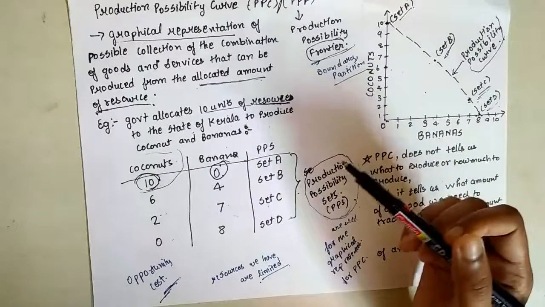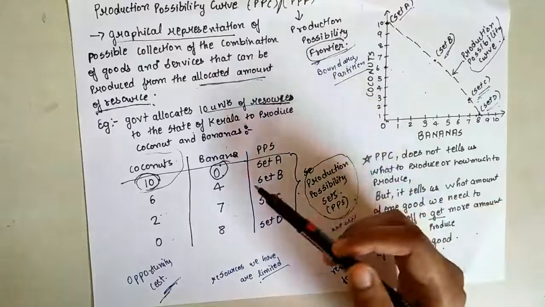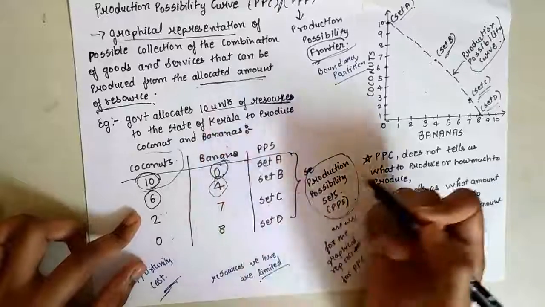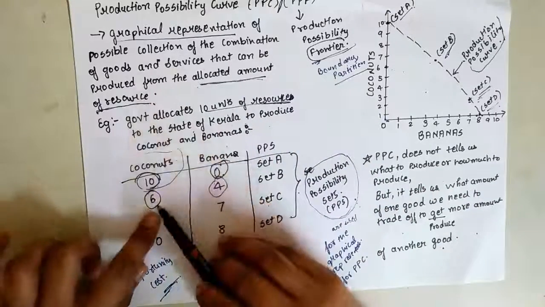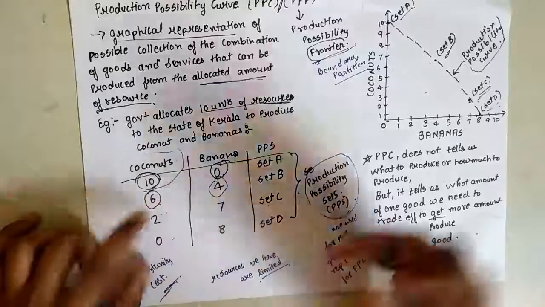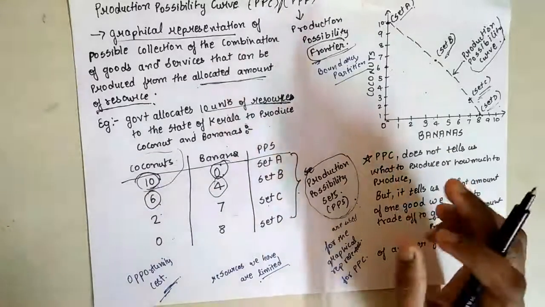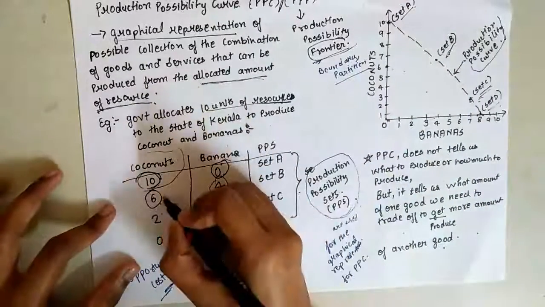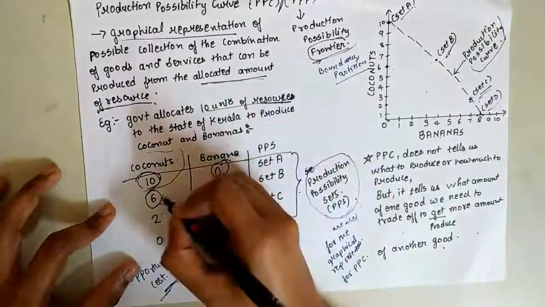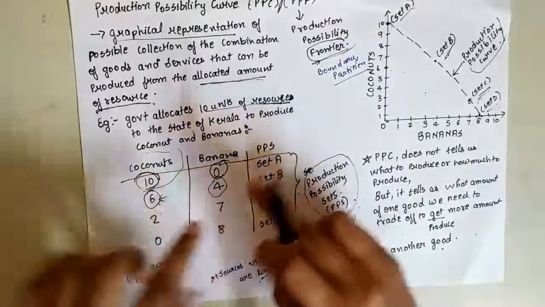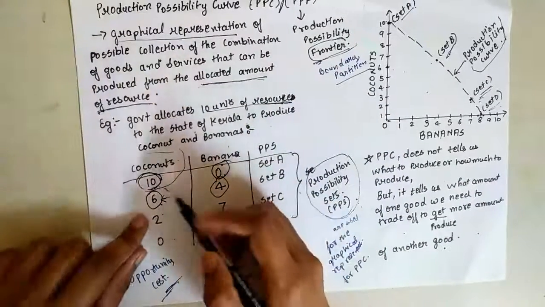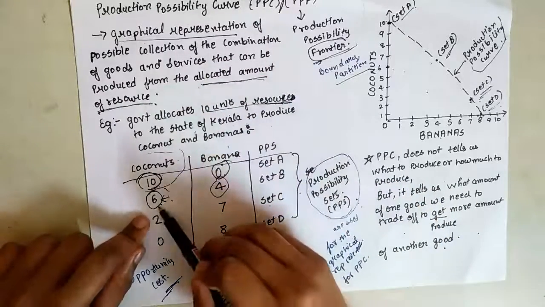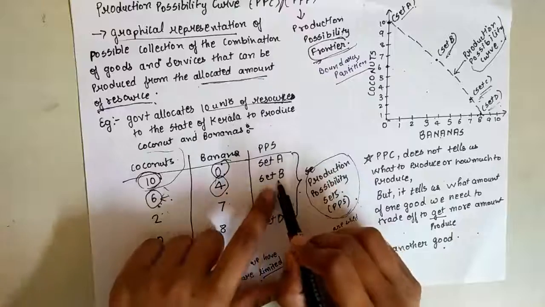The second possible situation comes when they decide to produce 6 units of coconuts and 4 units of bananas, where you can see that coconuts have increased. We can say that the state government of Kerala has analyzed that the demand for coconut is higher, that people are consuming more coconut than banana. That's why they decided to produce more units of coconuts than bananas. So this can be set B.